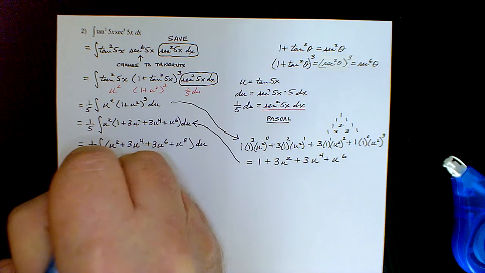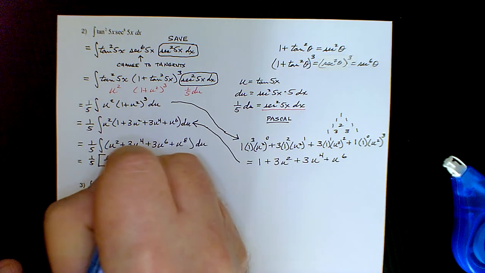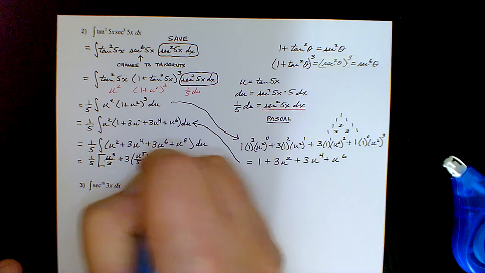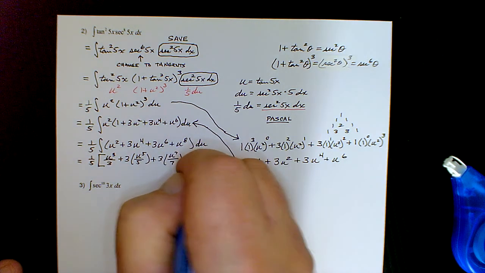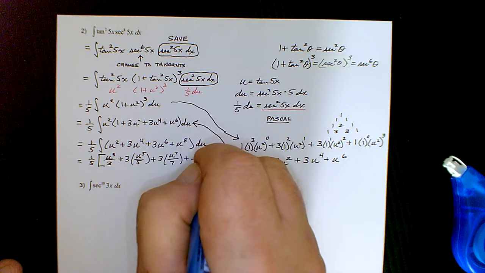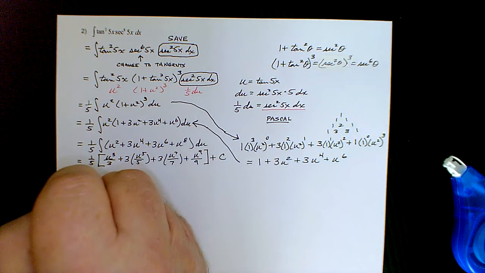1/5, some brackets, u cubed over 3 plus 3 times u to the 5th over 5 plus 3 times u to the 7th over 7, and plus u to the 9th over 9. Close up the brackets, add our constant, and finally finish it up.